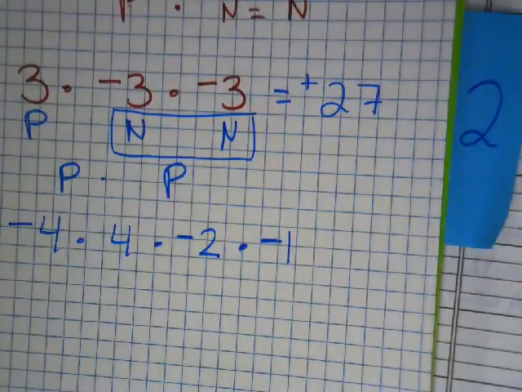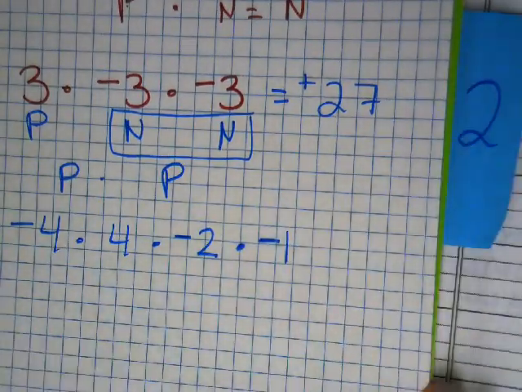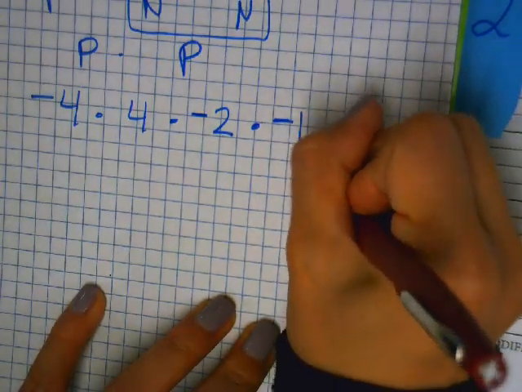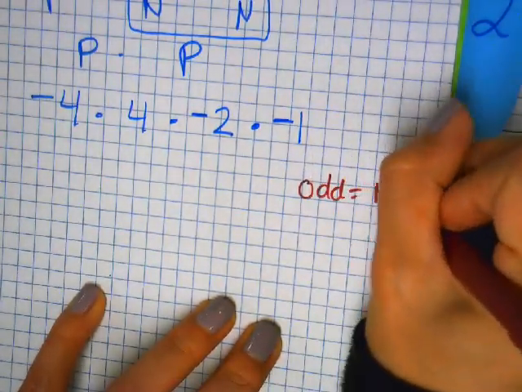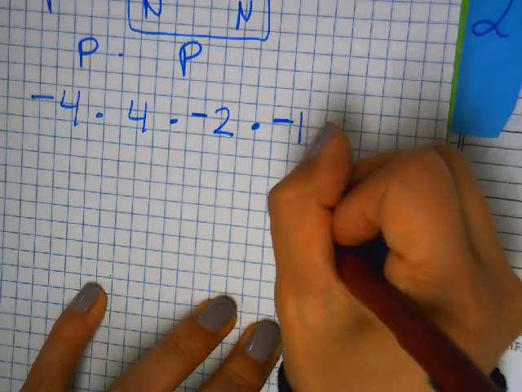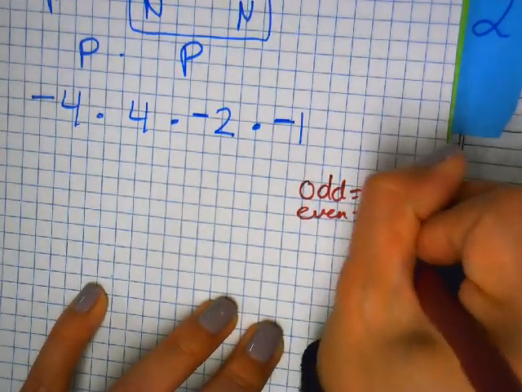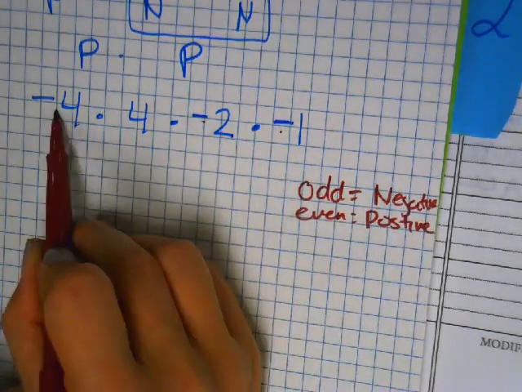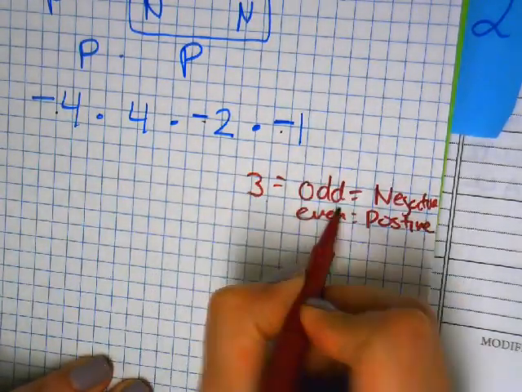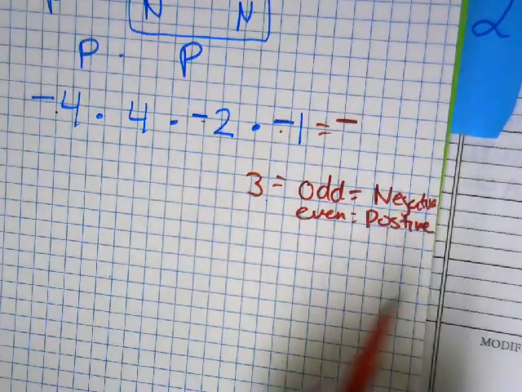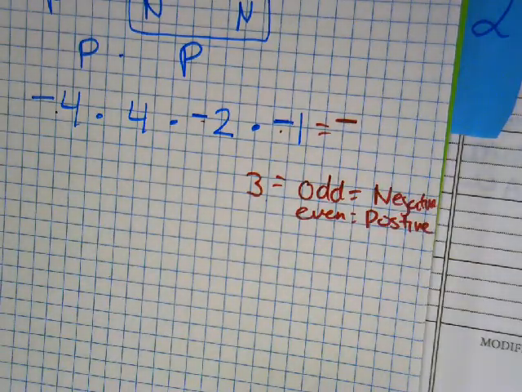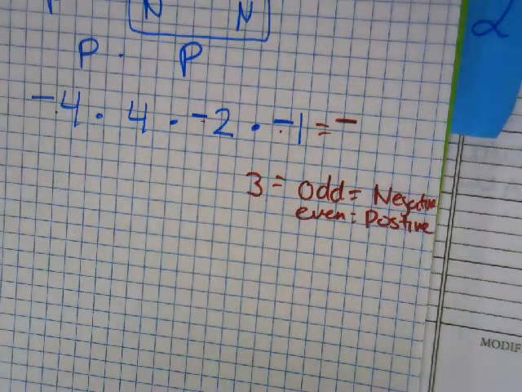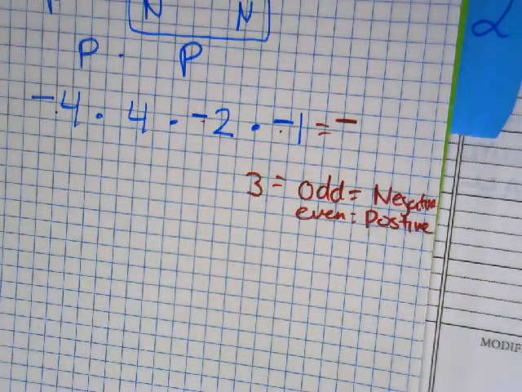So how many are negative? 3 numbers are negative. So here's another way. If it's odd, it will equal a negative. If it's even, it equals a positive. So how many numbers are negative? 1, 2, 3. 3 is odd, so that means my answer is going to be negative. Now, that might be harder to understand because you have to understand the difference between odd and even. So that is why I don't teach it right away.